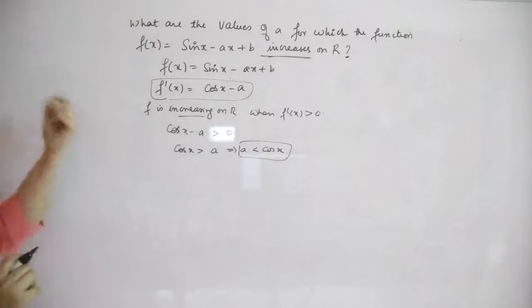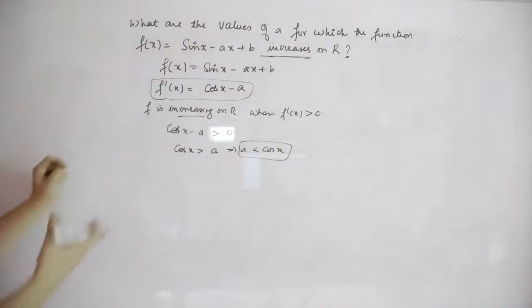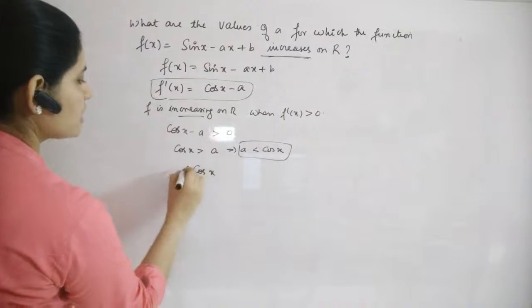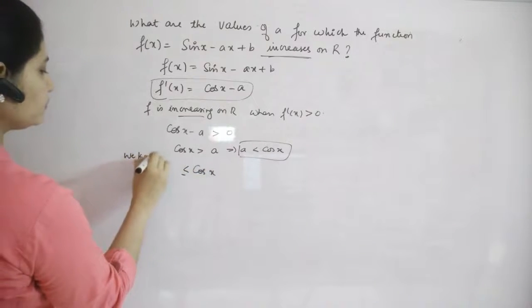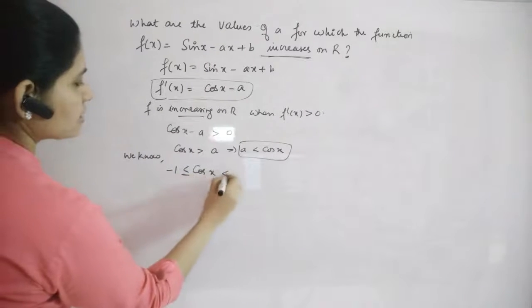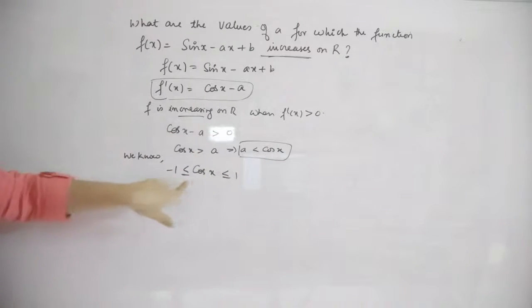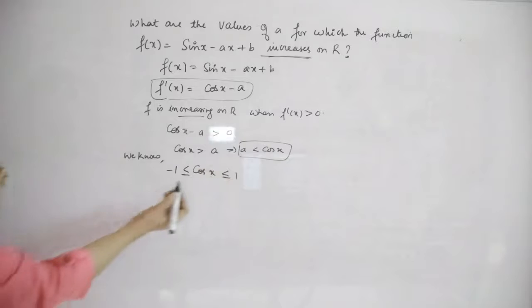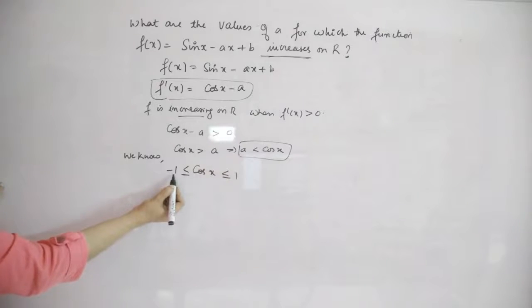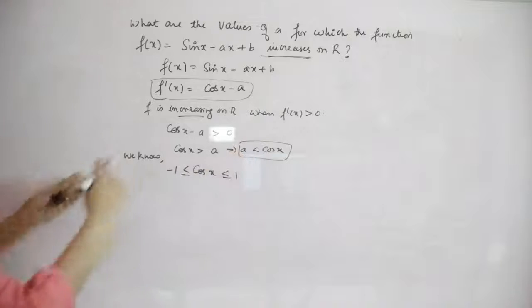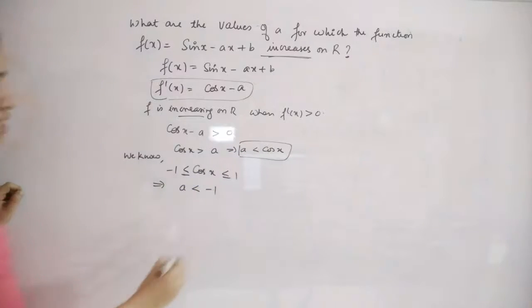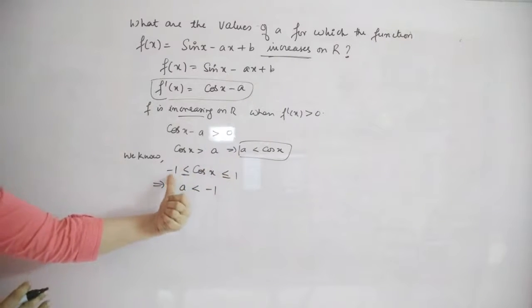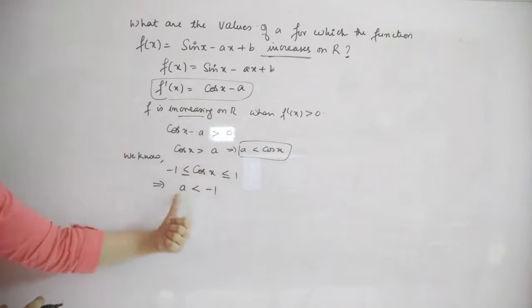Now you have to find what the value of a will be for which this will happen. For that we will use the concept we know: cos x lies between -1 and 1, right? Since a is less than cos x, it should be less than the minimum value of cos, which is -1. So a should be less than -1, then only will it have that condition. Since cos's minimum value is -1 and a is less than cos, you should have a less than -1.